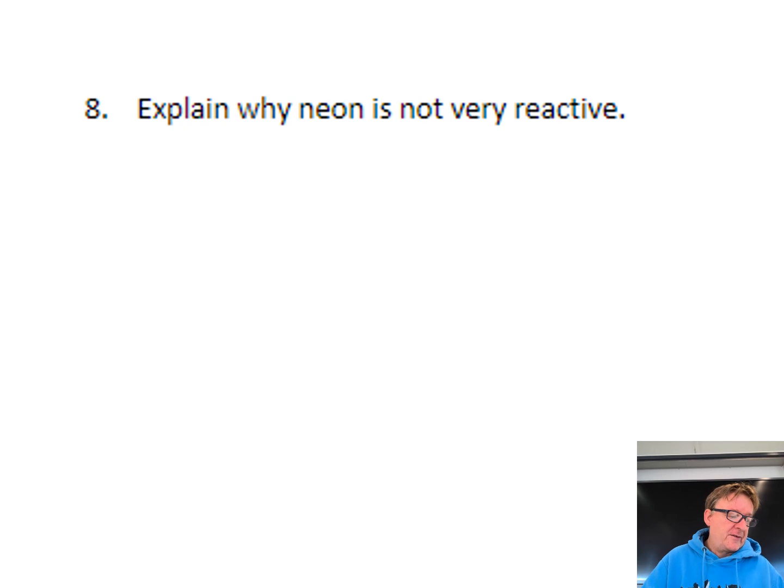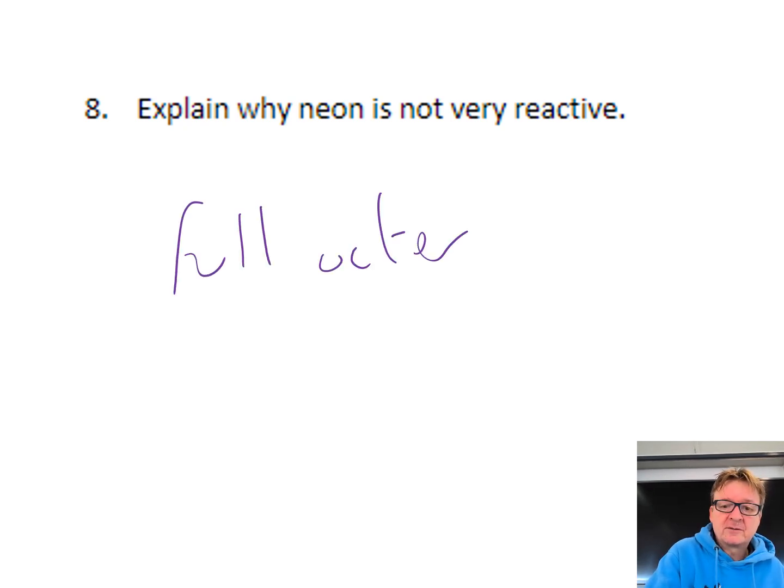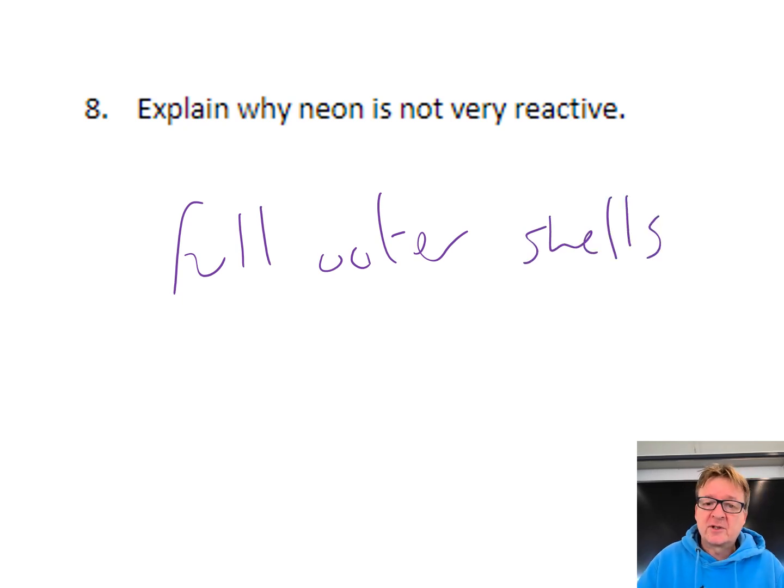Explain why neon is not very reactive at all. It has got full outer shells. And if it's got full outer shells, therefore it doesn't want to gain or lose an electron.